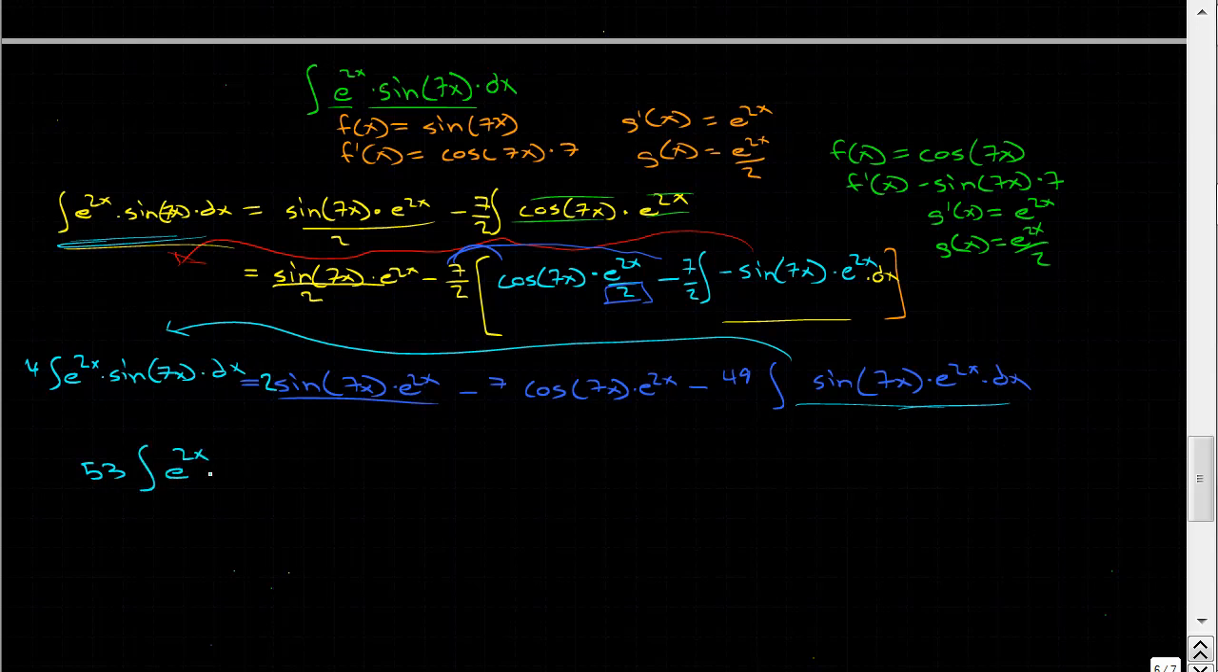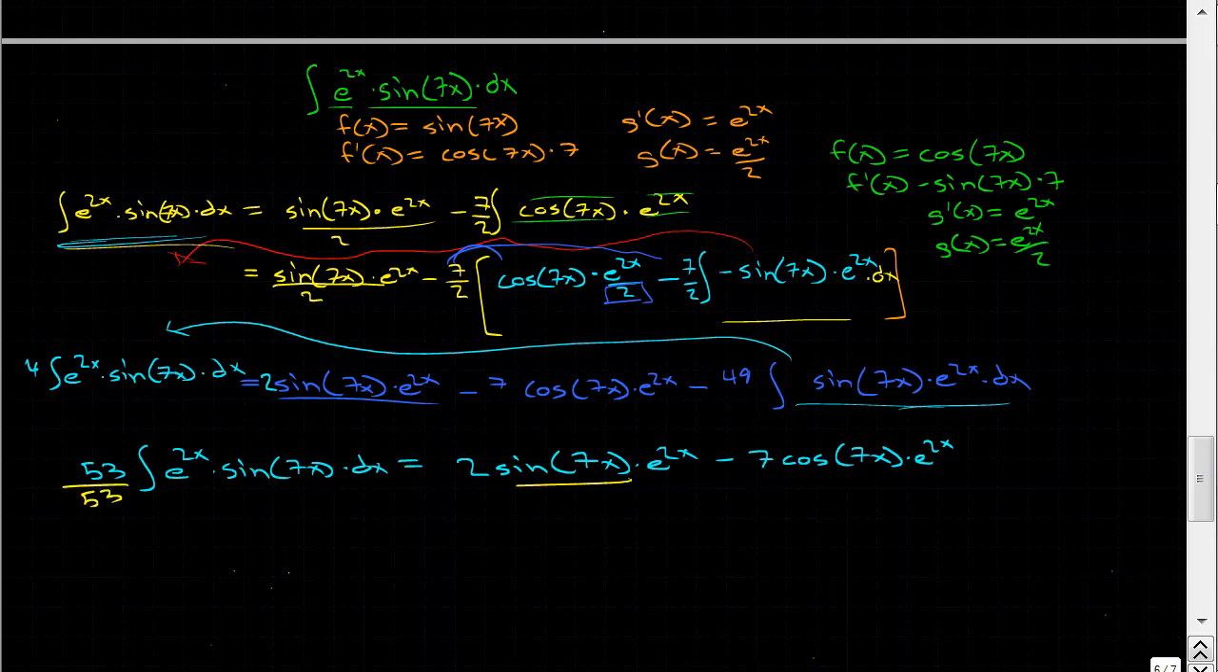53 e to the 2x times sine 7x times dx is equal to 2 sine 7x times e to the 2x minus 7 cos 7x times e to the 2x. So now we put it in terms of the original equation. We can just divide by 53.